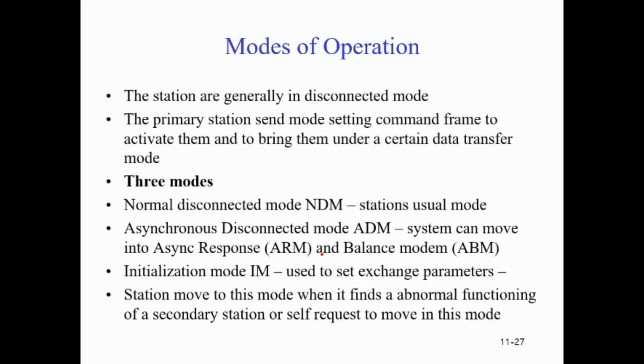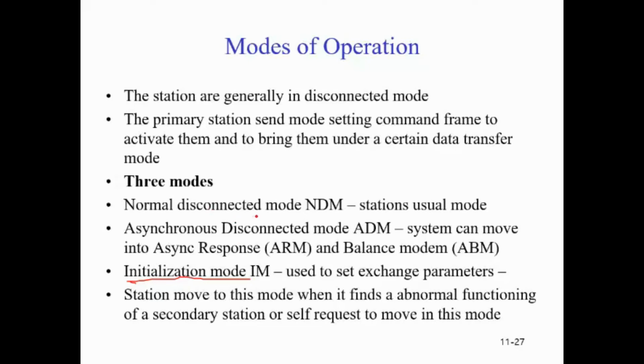The stations are generally in disconnected mode. The primary station sends a mode setting command frame to activate them and to bring them under a certain data transfer mode. So basically the primary station is responsible for all the mode conversions. There are three types of modes. Two are the modes which we have discussed previously, but the last one, which is called initialization mode, we will discuss later.